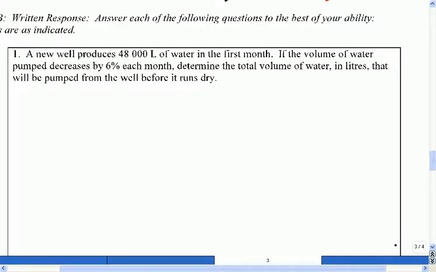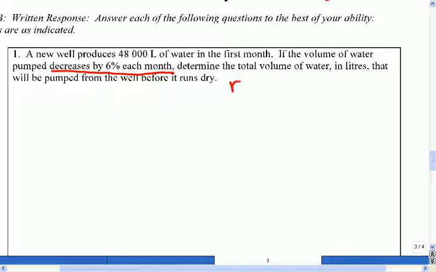Okay, so the last two questions are applications. They're actually fairly gentle. They'd be good ones if I was to pick what I'd like to see for an applications question. 48,000 liters of water in the first month, and it decreases by 6% for each month after that. So if it decreases by 6%, how much is left over?